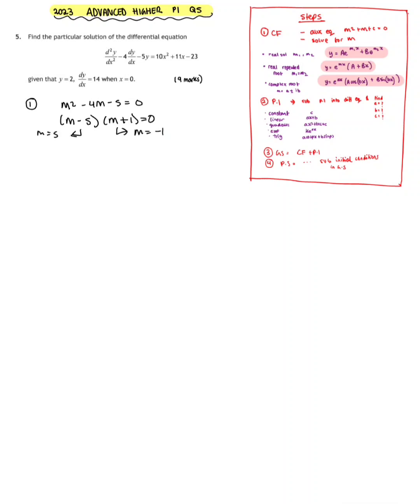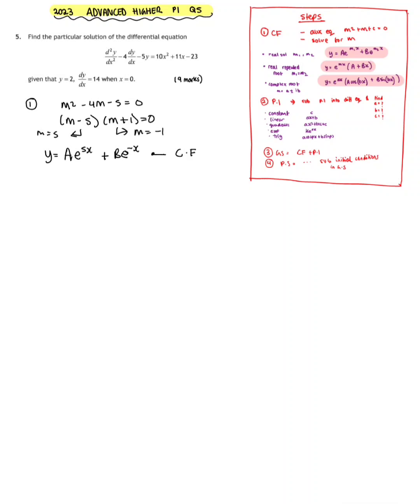Since our m's are not equal and they're real solutions, we'll be using the top equation on the right hand side right there for our complementary function. So substituting that in will give us y equals A times e to the power of 5x plus B times e to the power of minus x. And this is our complementary function right here.